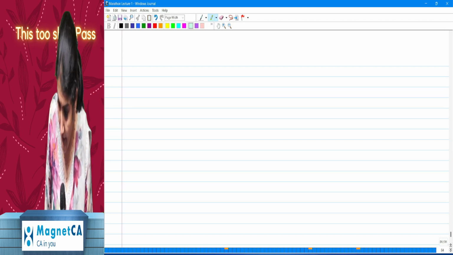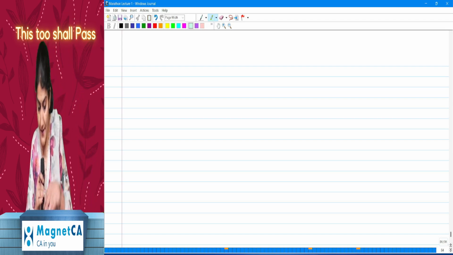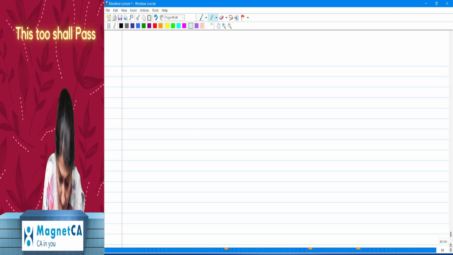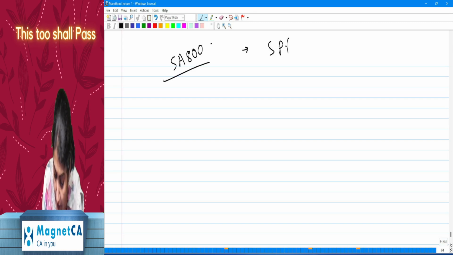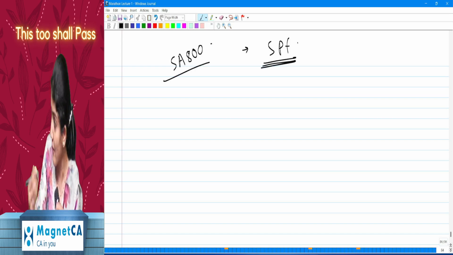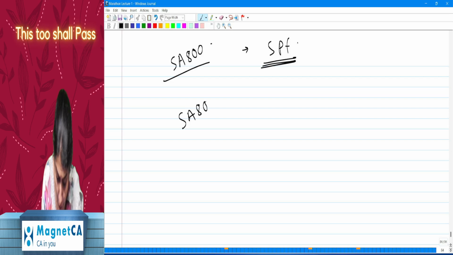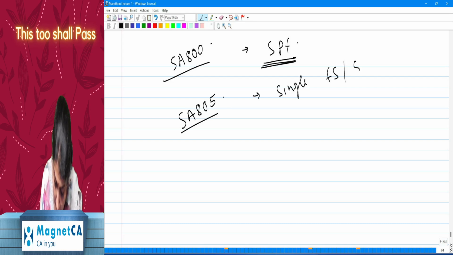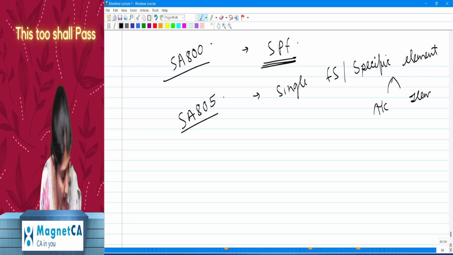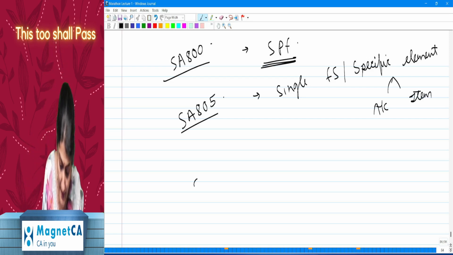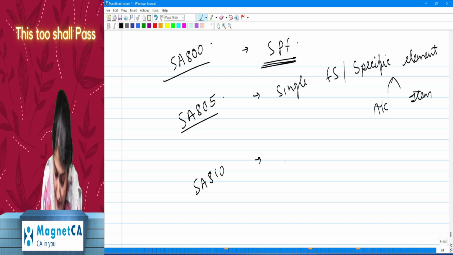Right, so let's begin with our discussion on the 800 series. Starting with SA 800, special considerations, audits of financial statements prepared in accordance with special purpose frameworks. Then SA 805, which is audit of single financial statements or specific elements, accounts or items of a financial statement. So a specific element could be an account or an item of the financial statements. And then SA 810, engagements to report on summary financial statements.